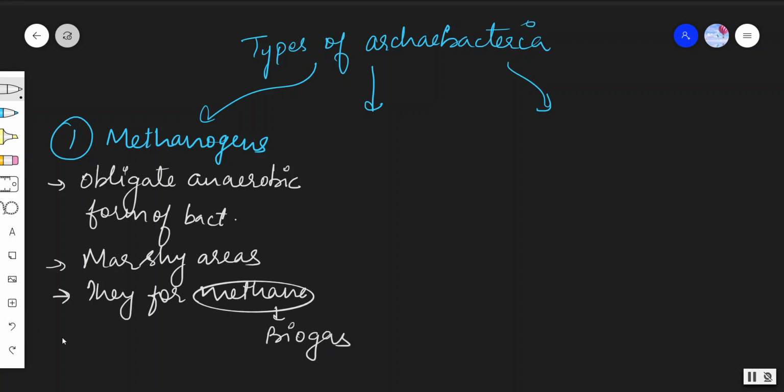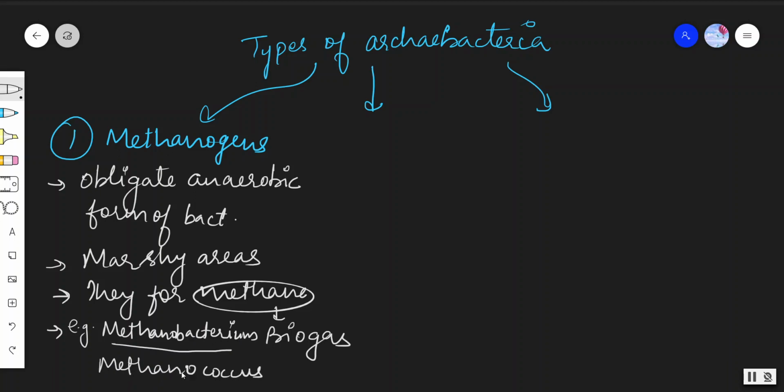Okay, and if I take some examples of methanogens, let it be methanobacterium, and another one let it be methanococcus. Okay, these two are the examples of methanogens. There are many more, but we are mentioning only two.